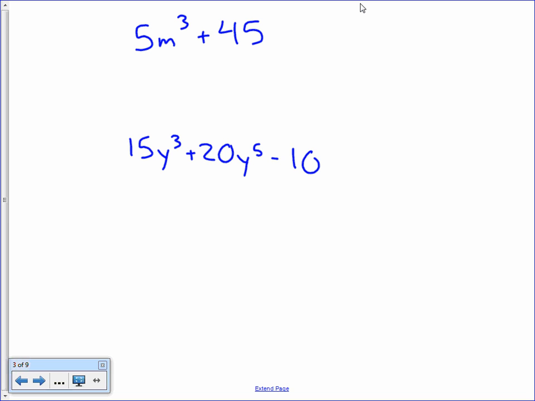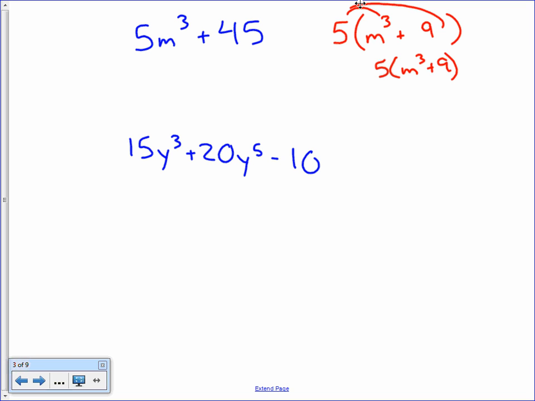Looking at a few more, I got 5m to the third and 45. What's the greatest common factor of those? That will be 5. And 5 times what and times what will give me back that 5m to the third plus 45? Well, I got m to the third, since 5 times m to the third will give me 5m to the third. And 5 times what will give me 45? And that'll be a 9. So 5 times m to the third plus 9.